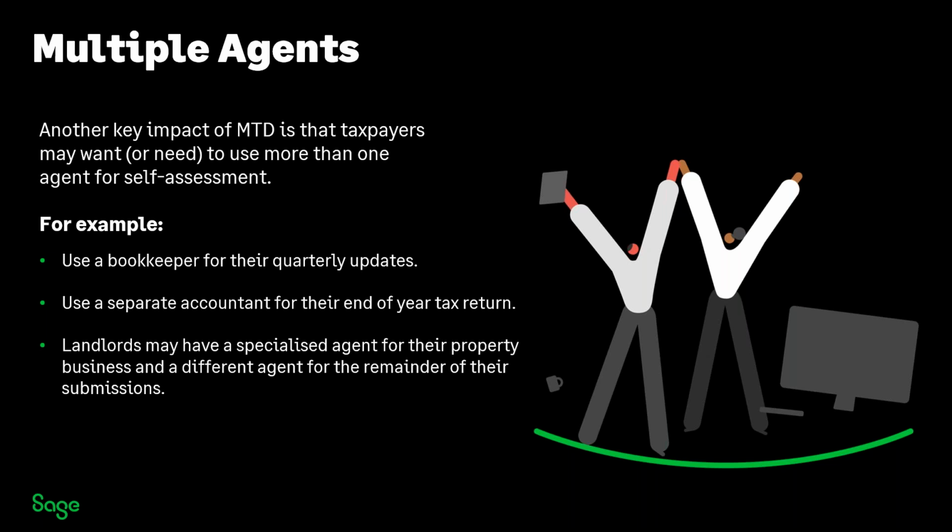Now, you might not be sure whether you want to use one. That's fine, but you might want to use one as a bookkeeper. You might want to use them for quarterly updates. You might want to use another agent for the end of year tax return. And then landlords may have a specialised agent for their property business and a different agent for the remainder of their submissions. HMRC have committed to providing a solution ahead of April 2026 that will allow a taxpayer to have more than one authorised agent.